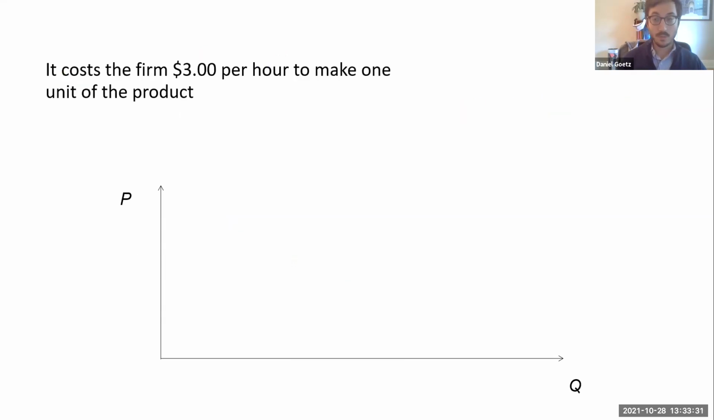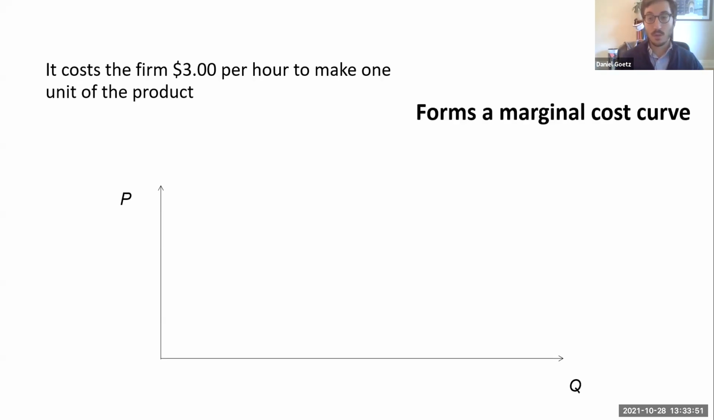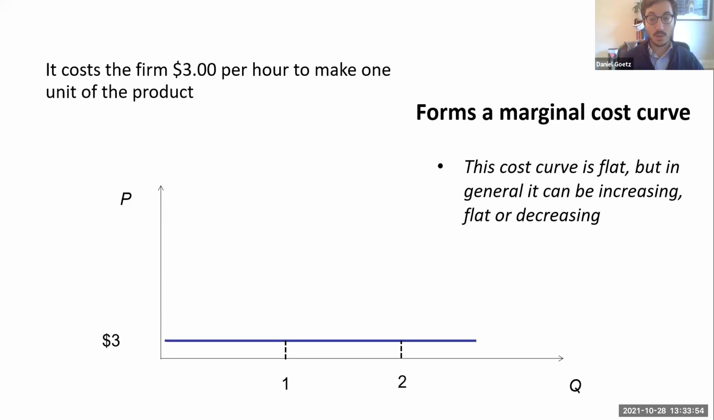That's the demand curve. What about the marginal cost curve? So here we have a very simple marginal cost curve. It's just flat. It costs the firm $3 to make 1 unit of the product, okay? That means that the first unit is going to cost $3. The second unit would also cost an additional $3, and so on, right?